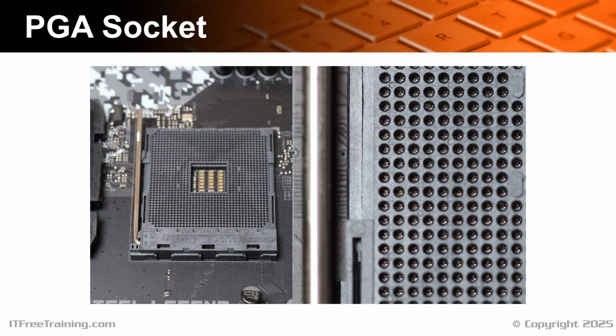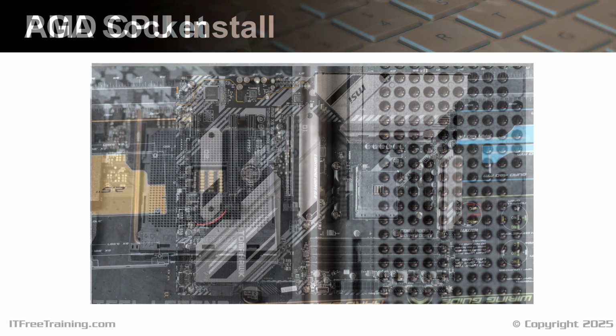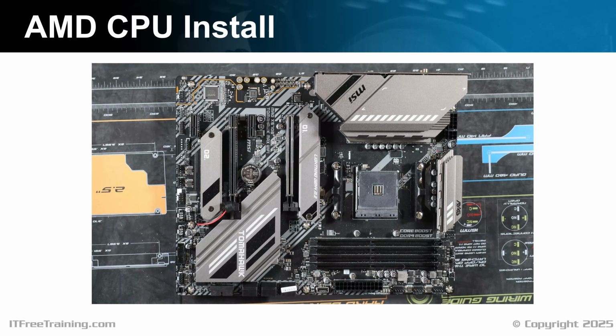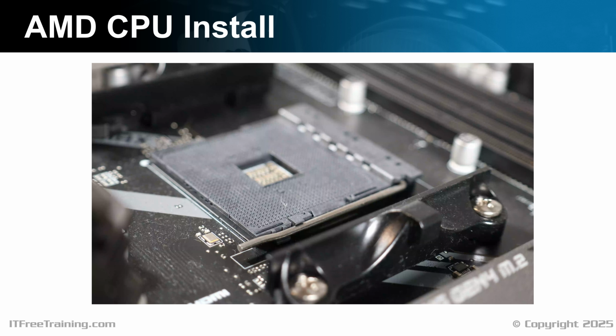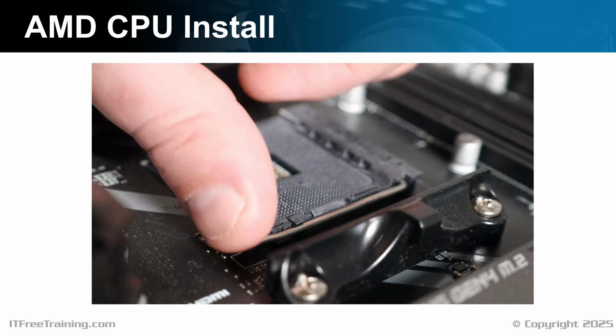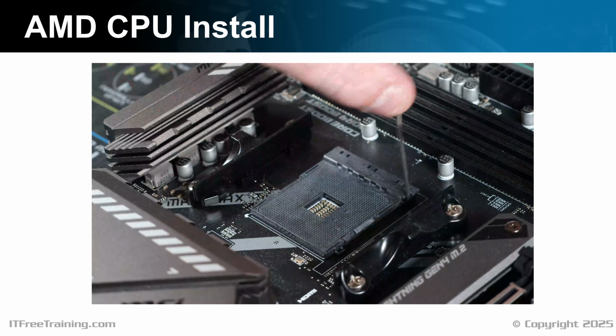Now let's have a look at how to install an AMD CPU. As before, I'll use anti-static measures to make sure that I don't accidentally damage the CPU. The first thing I need to do is lift the retaining lever. To do this, push the retaining lever down, move it to the side, and lift it up.